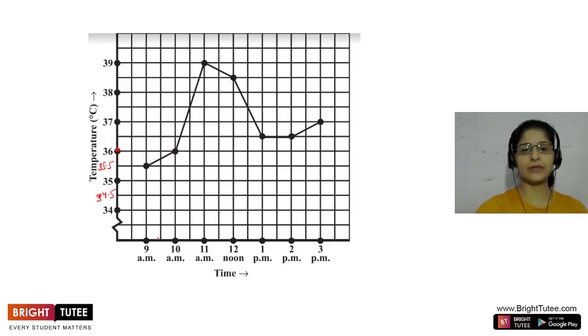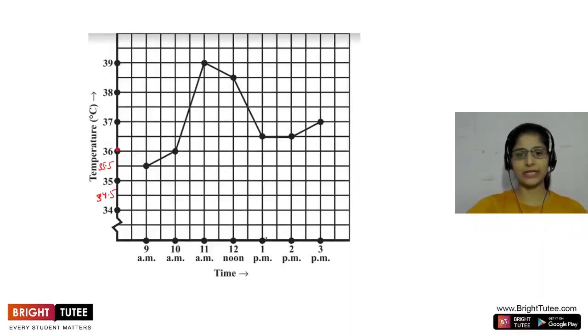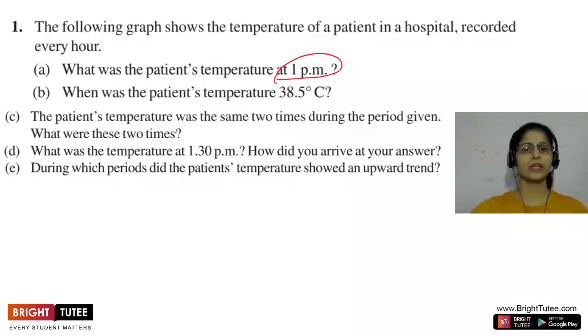So let's see what are the question asked. What was the patient's temperature at 1 p.m.? So 1 p.m. is here, right? What is the temperature here if you see? 36.5. So at 1 p.m. the temperature is 36.5. So we'll write here 36.5 degree Celsius.